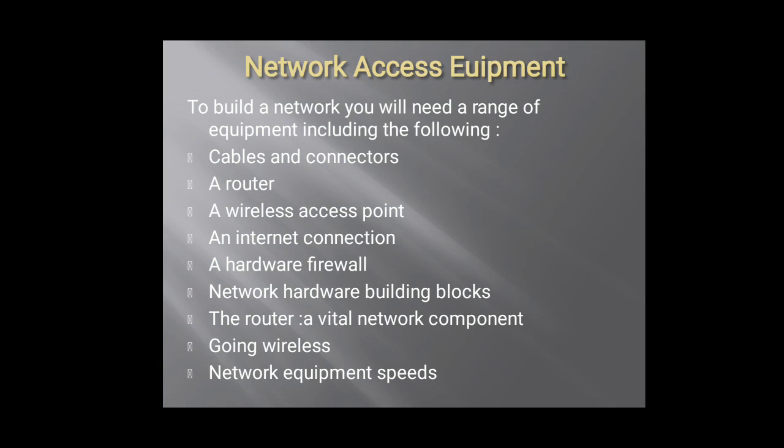Then a wireless access point. This is optional, because it will extend your wireless network if the router is incapable of offering coverage in certain parts of the building. So if in certain specific areas your router is not giving a proper range or network, that time we can go for a wireless access point.